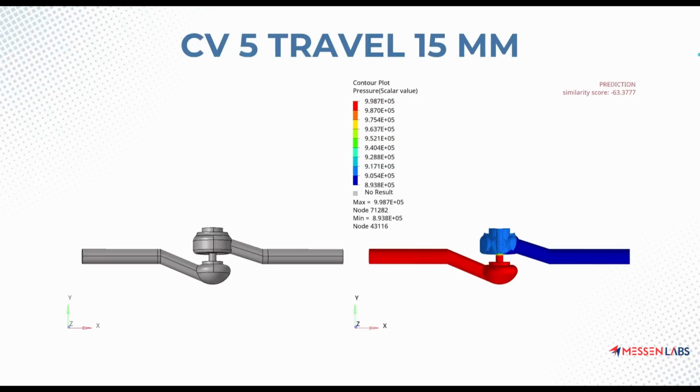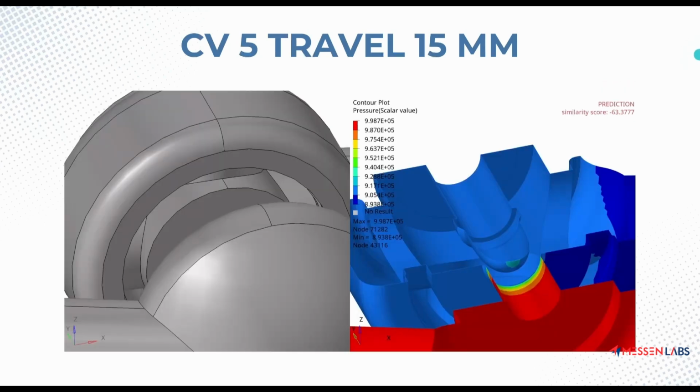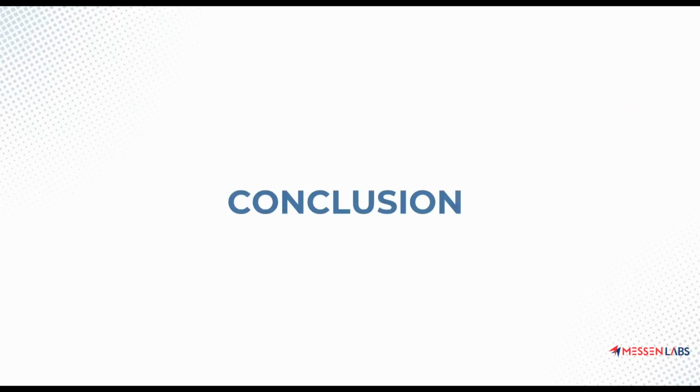Now we have a CV5 and travel 15 millimeter example, and again it's predicted across the valve but not quite as well on the plug. Further testing will need to be done to verify why this is the case and what discrepancies exist in the training and prediction data, and from there the model can be further fine tuned and refined in such a way that it's able to predict even the plug with high accuracy.